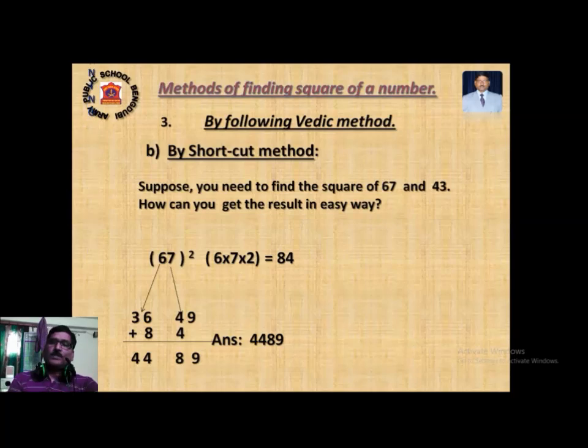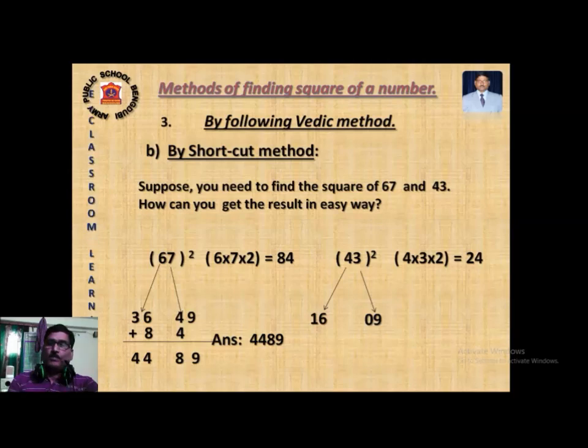Now, another example I am giving you, 43. What is the product of the digits? 4, 3 and 2 comes to 24. Now, what is the square of 4? 16. Square of 3, 09. Remember, when we find the square of the digit, it should be 2 digits. If it is not, then you have to put a 0 before it. So make it 2 digits.